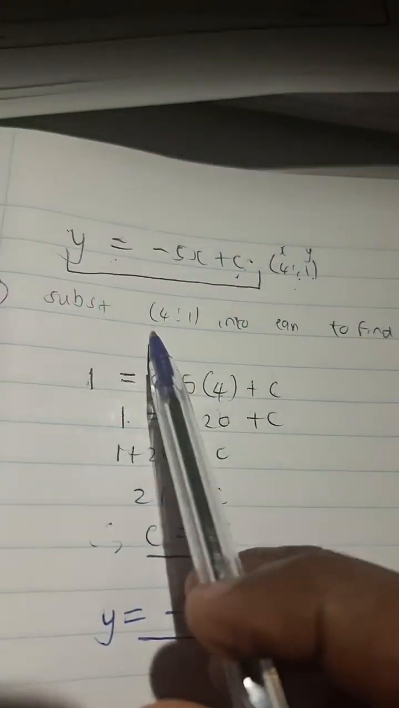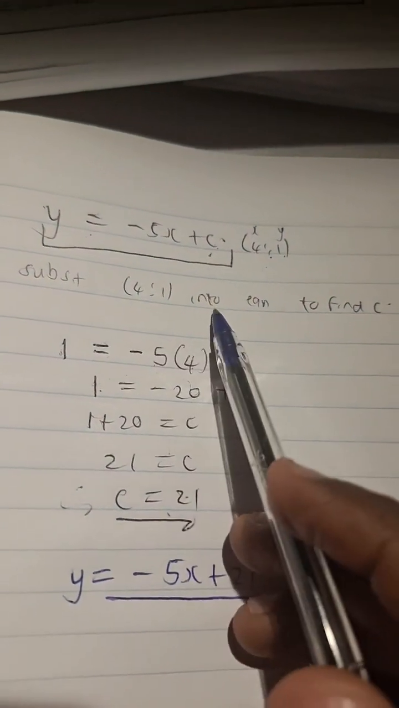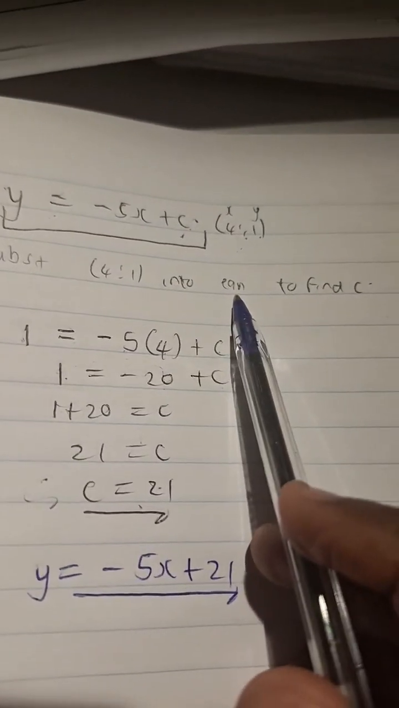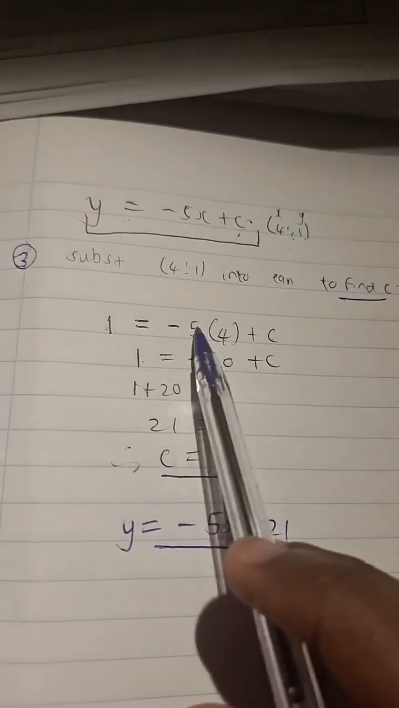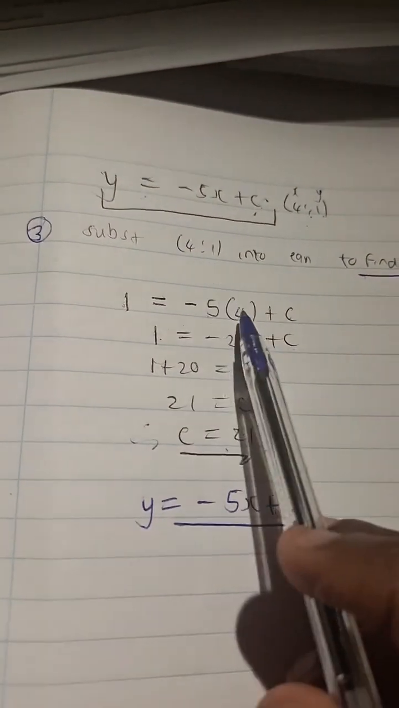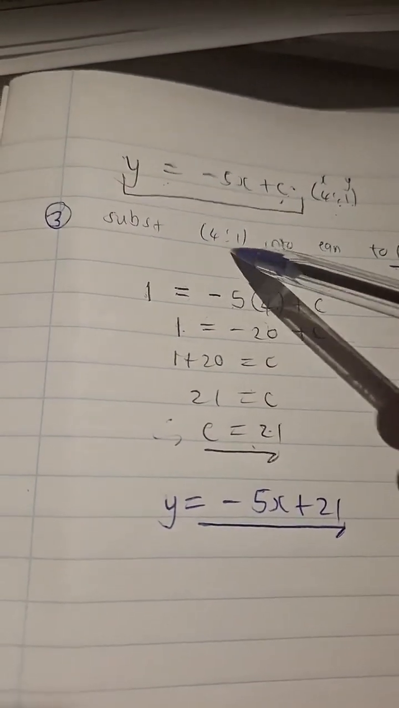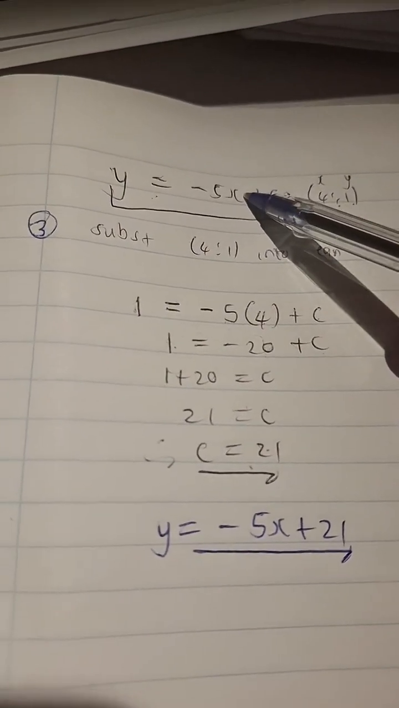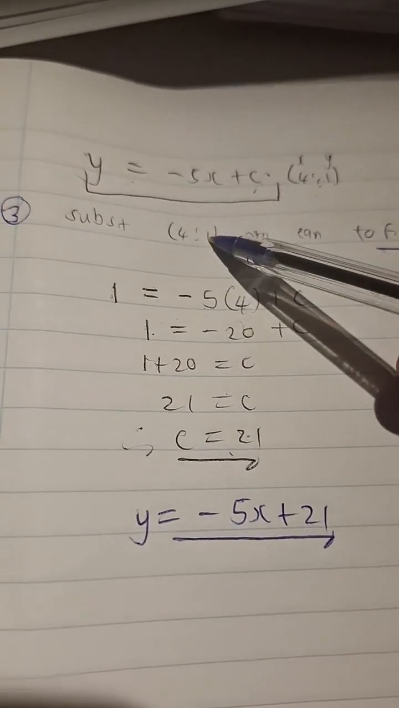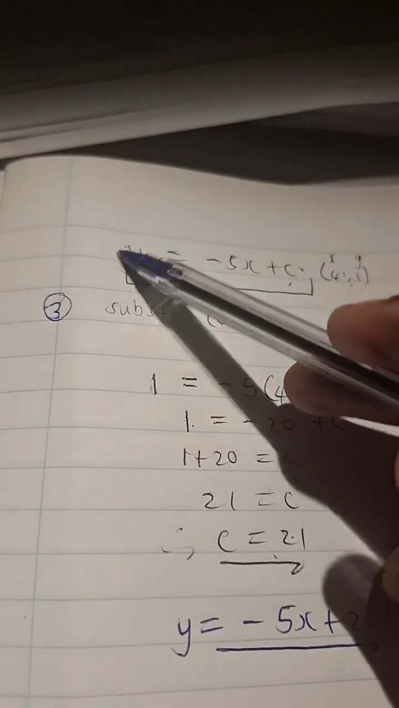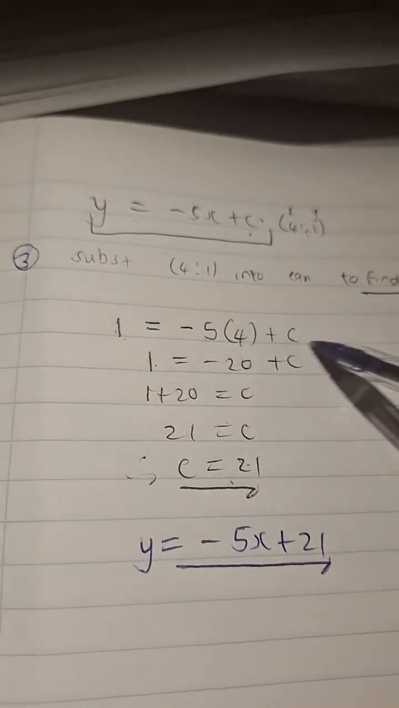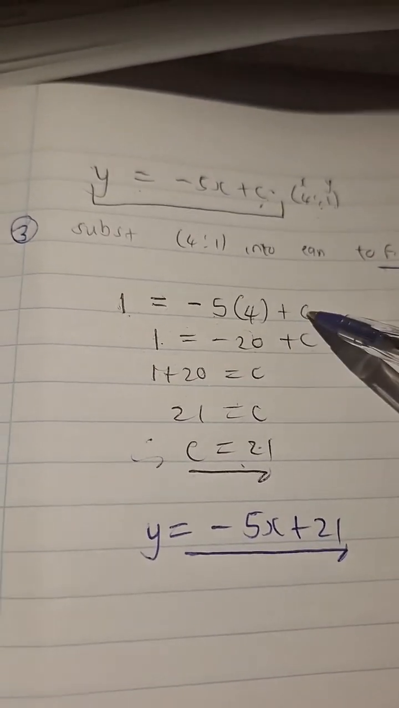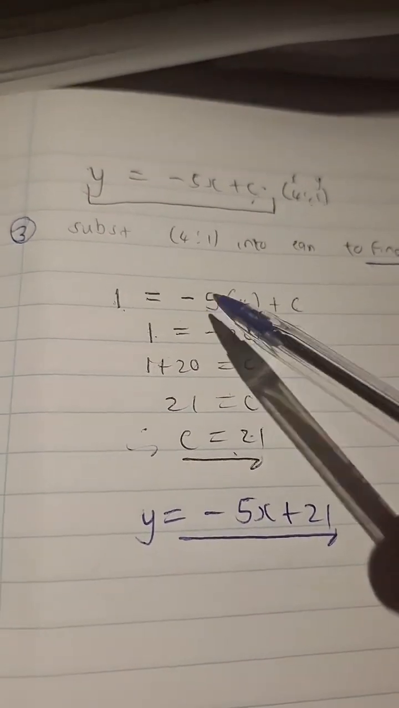Step number 3, we used the point 4 and 1, which lies on the line, to find who? To find c. So we did that. We know 4 represents x, so 4 goes in the place of x in brackets. y is represented by 1, so in the place of y we substitute 1. Then we solve for who? For c. So we did that here.